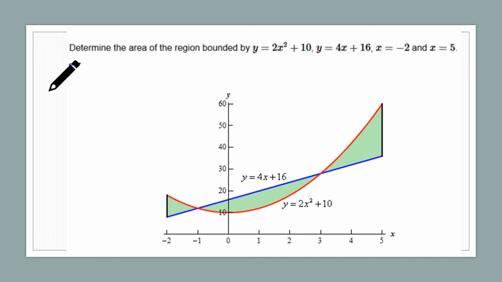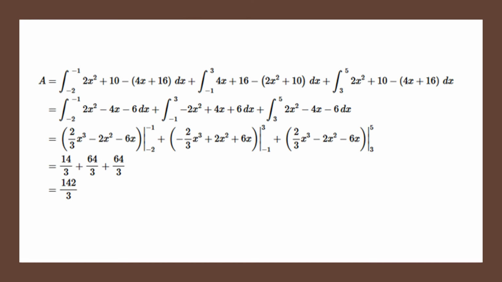In my first set, from negative 2 to negative 1, the red curve is on top, the blue one is down below. In the second set, blue is on top, red comes below. Again, the red goes on top and blue comes down below. So we have to split this into three different integrals. When you split that, negative 2 to negative 1, negative 1 to 3, 3 to 5, we can evaluate the integral and get the answer as 142 divided by 3.